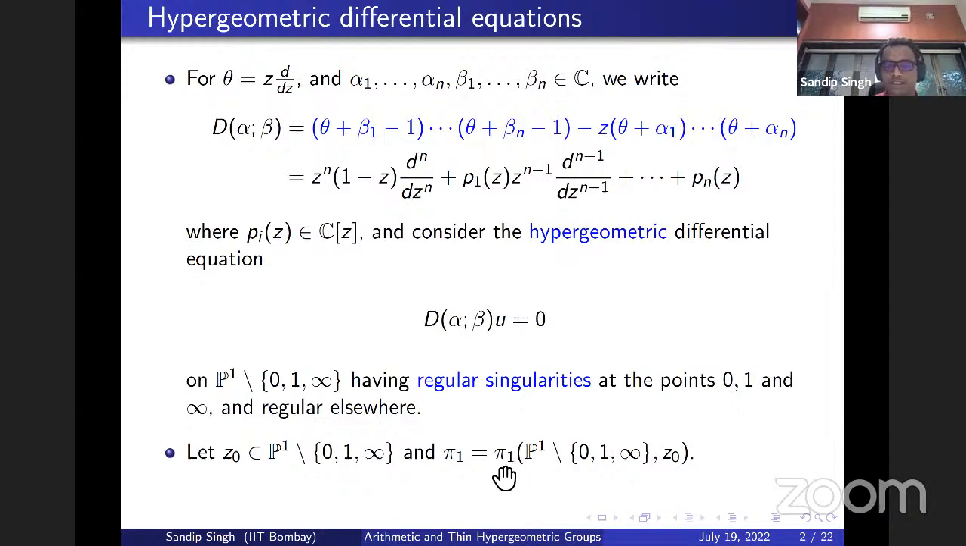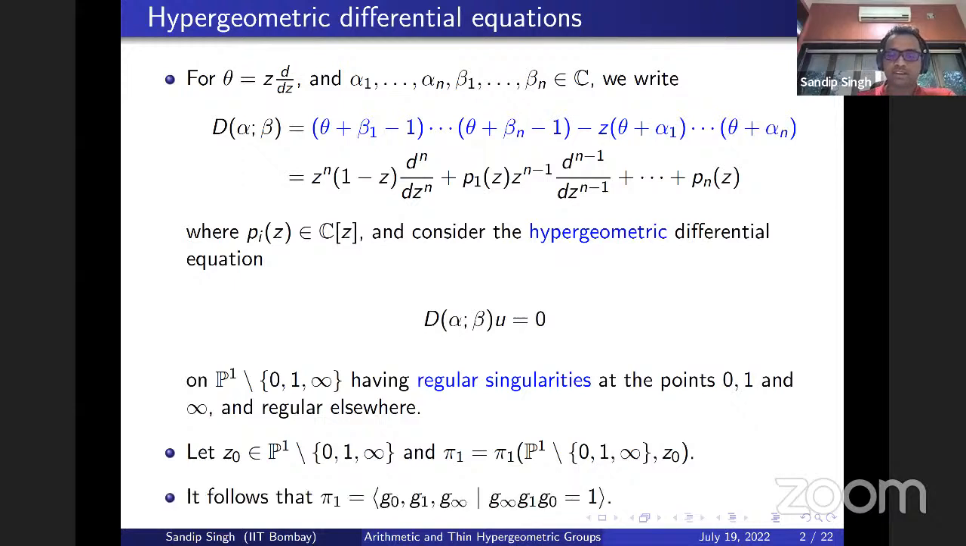Also, in this case, if you include the loop around infinity inside the generating set, then we get that this pi1 is generated by g0, g1, g infinity modulo the single relation g infinity g1 g0 is equal to 1. Here g0 is the path homotopy class of a loop around 0, g1 is the path homotopy class of a loop around 1, and so is g infinity. All are based at Z0.